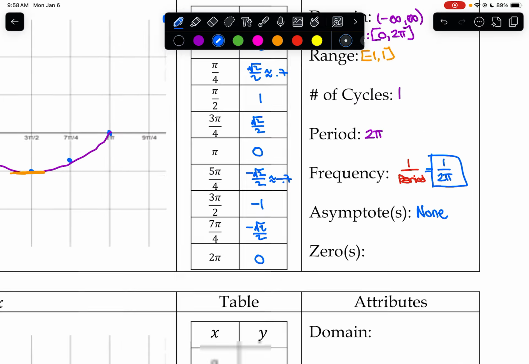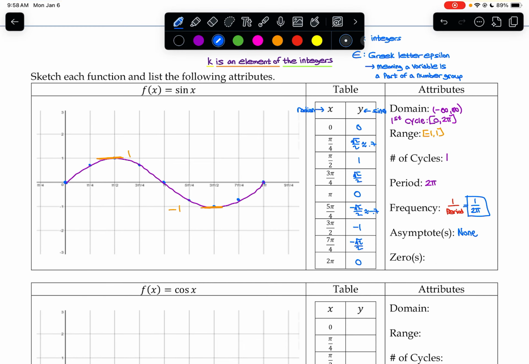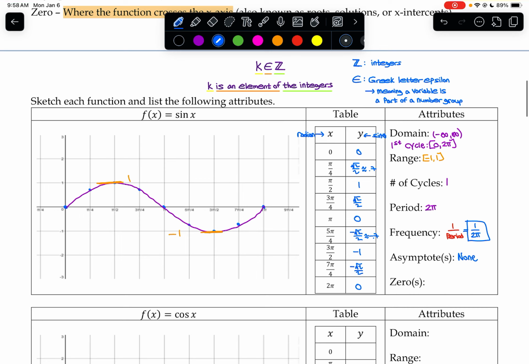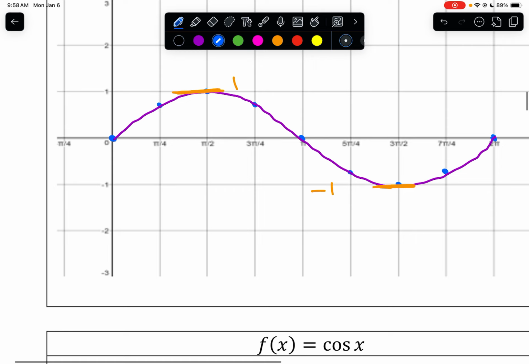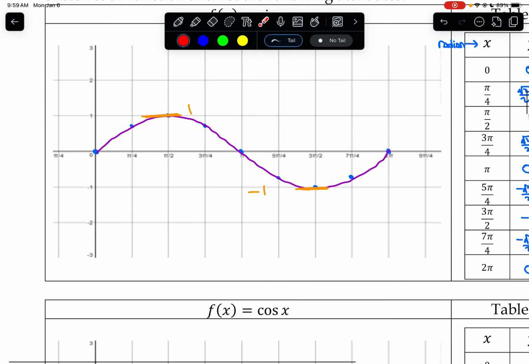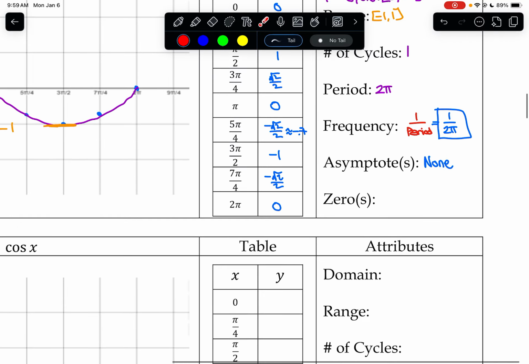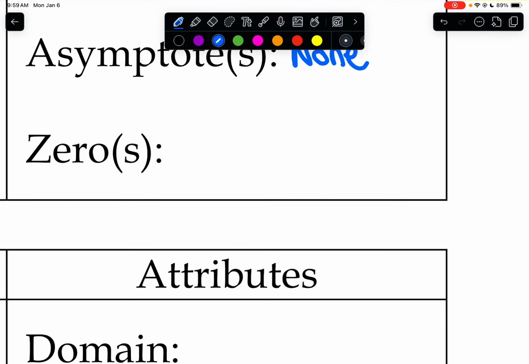Okay, and then for your zeros, we want to account for all the zeros. This is where that math notation up at the top is going to come in. Because we want to account for all the times it hits the x-axis, we want 0, pi, and 2 pi. So we want to account for all the multiples of pi. The x values are going to be all the multiples of pi times some value.